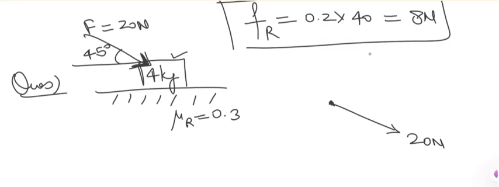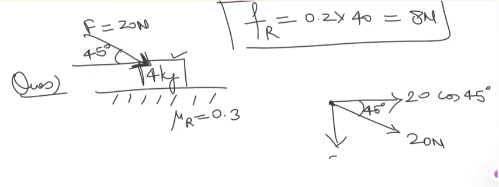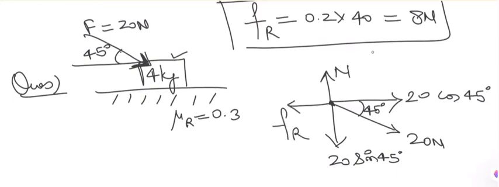So, one up, one down. I got my forces. As the angle with the horizontal is 45 degrees, this will be 20 cos 45 degrees, and this will be 20 sin 45 degrees. Here is the normal force, and against the motion of the object will be the frictional force.